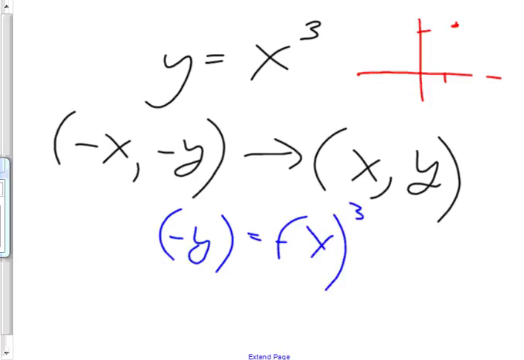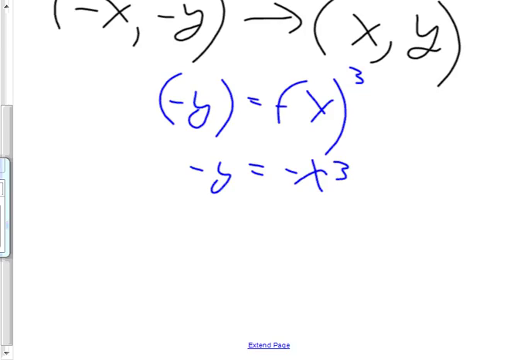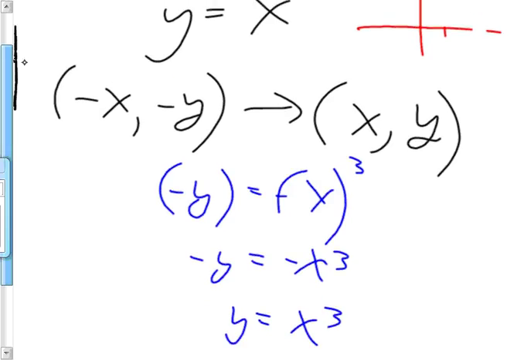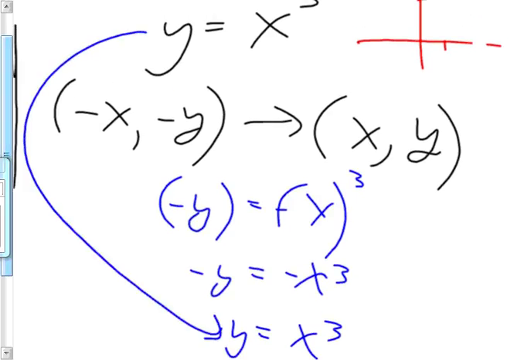And I get negative y is equal to negative x cubed, because negative x times negative x times negative x would be negative. And then I have to divide by negative 1, y equals x to the third. Yay, it simplified down to the exact same thing as it started with. That is the proof that this has origin symmetry.